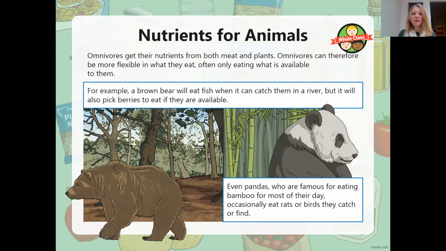And here are some omnivores. These are animals which eat both plants and animals. So the example there is a brown bear. It eats fish when it can catch them, but it also eats berries if they are available. And pandas, very famous for eating just bamboo, and pandas have to eat almost constantly to get the energy that they need from their food, but they will also eat rats or birds if they find them.